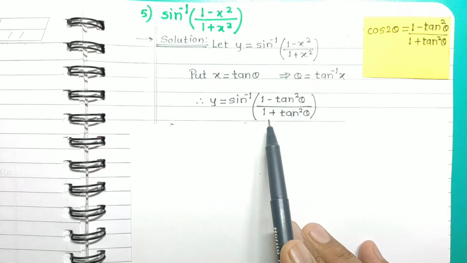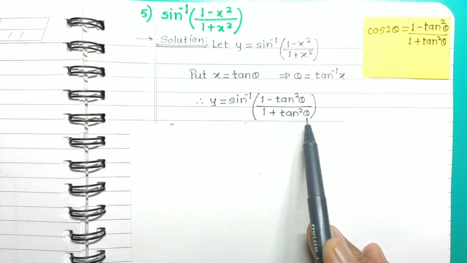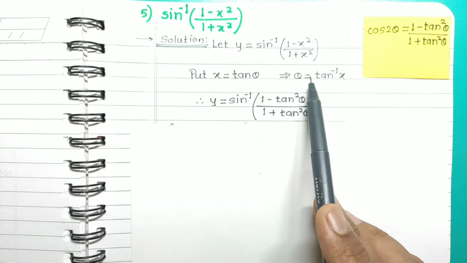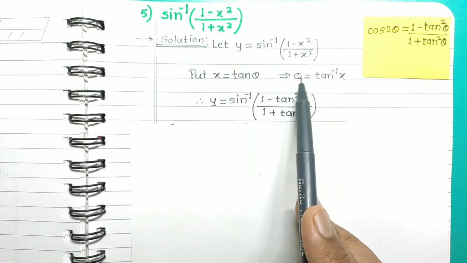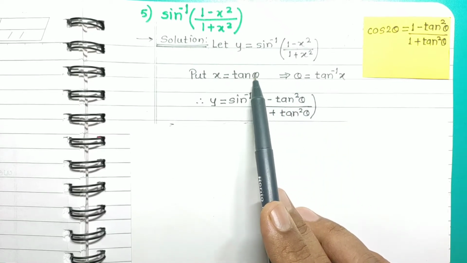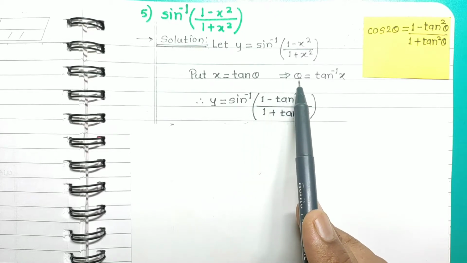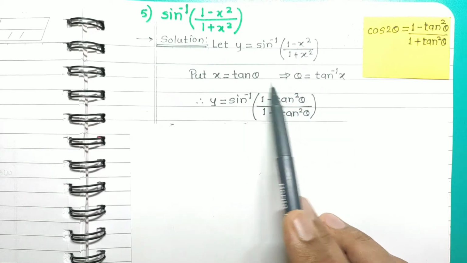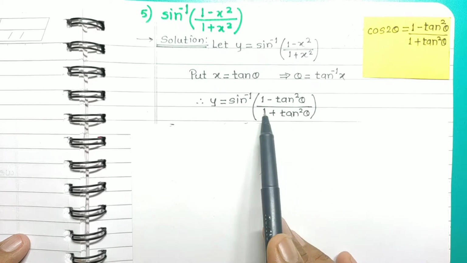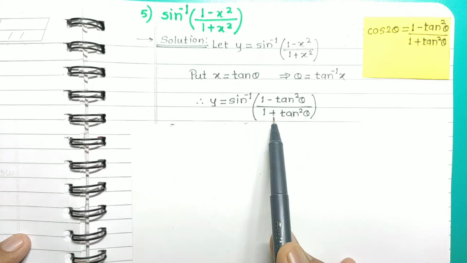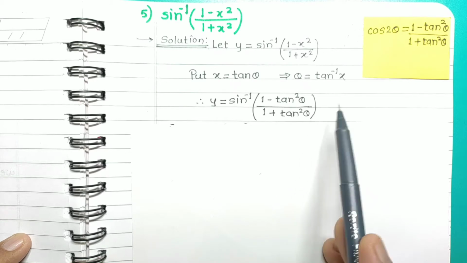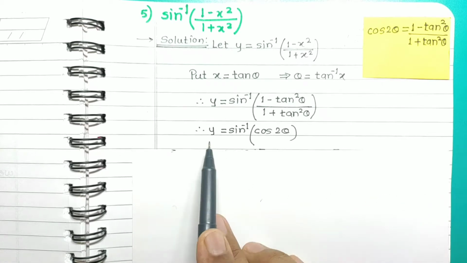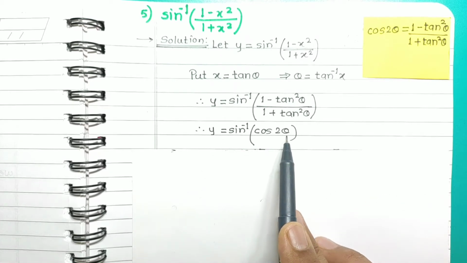So put x is equal to tan theta, so that y is equal to sine inverse of (1 minus tan square theta) upon (1 plus tan square theta). Here theta is tan inverse of x. We have taken this theta only for our convenience, and afterwards we are going to replace it. So 1 minus tan square theta upon 1 plus tan square theta is cos 2 theta, using this result. So y is equal to sine inverse of cos 2 theta.